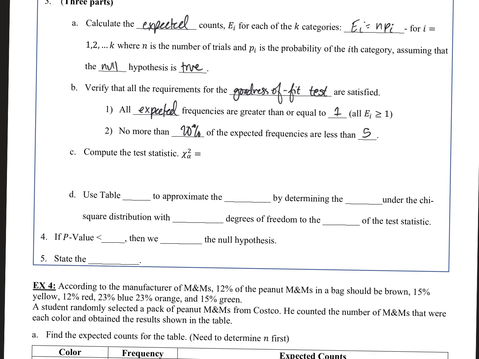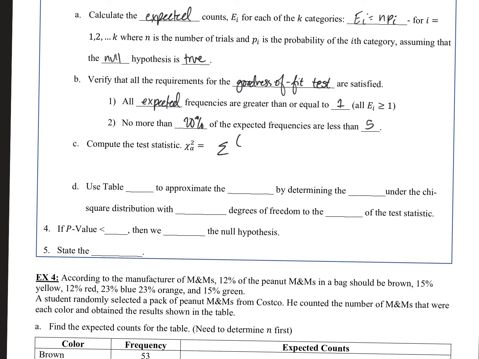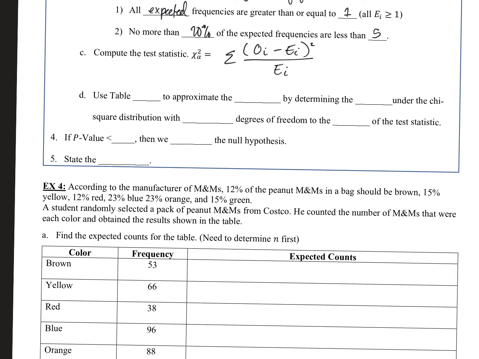Computing the test statistic, which is the same as the classical approach. It's just the sum of the observed minus the expected squared divided by the expected. Now this is where it definitely changes from the classical approach. We're going to use table 8 to approximate the p-value by determining the area under the chi-square distribution with k minus 1 degrees of freedom to the right of the test statistic. And once we found that value, if our p-value is less than alpha, then we are going to reject the null hypothesis. And lastly, we'll state the conclusion.